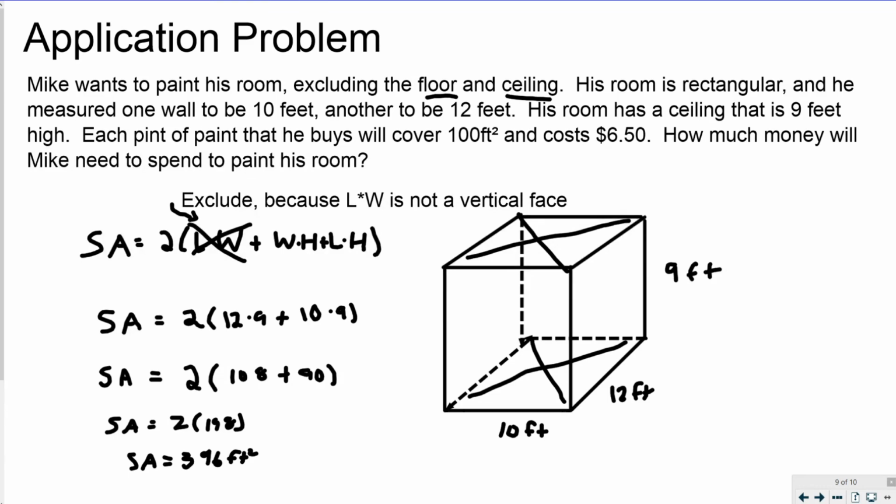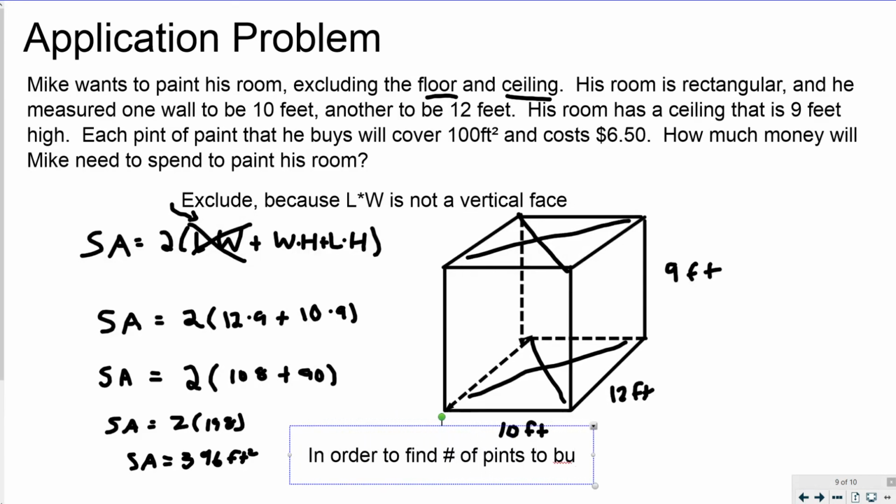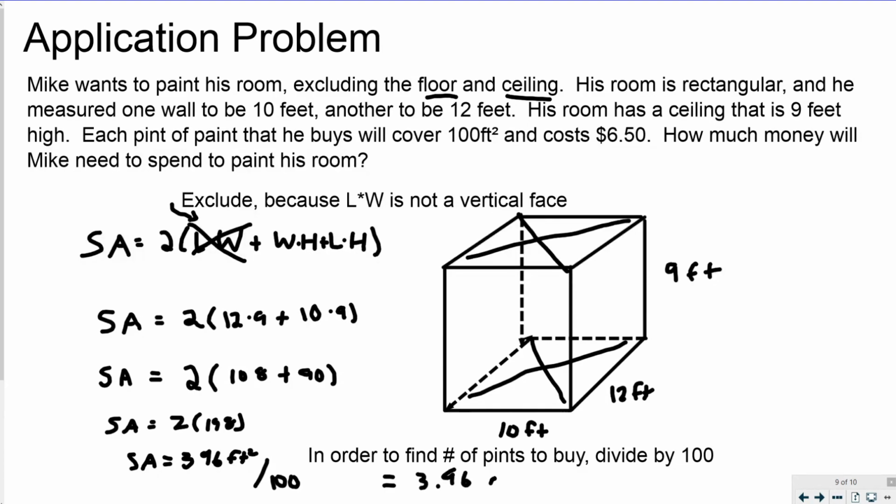Okay, so we answered the first half of the problem. Now we have to do the application part. Each pint that he buys will cover 100 feet. So in order to find the number of pints to buy, we divide by 100, because it's 100 per can. That's going to give us 3.96 cans. But you can't buy part of a can.